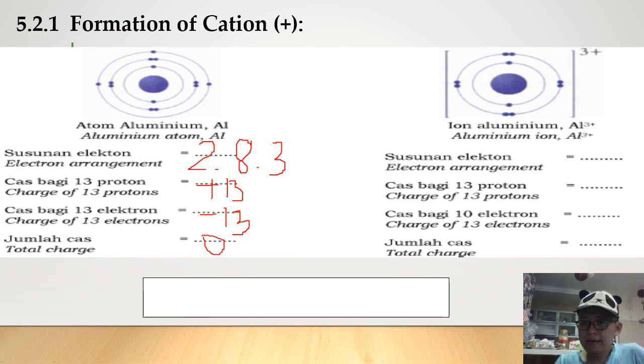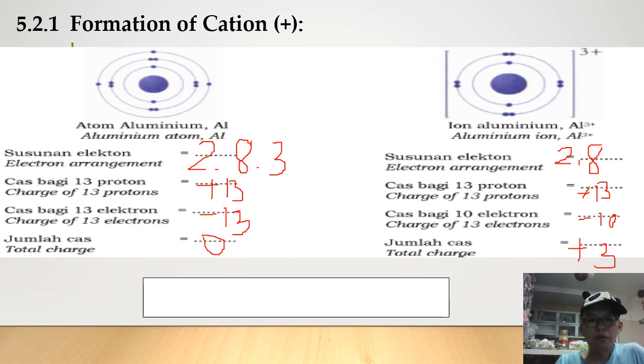How about the aluminum ion? Aluminum ions, because of 3 plus, that means the 3 electron already been donated. So the electron arrangement will be only 2.8. The charge for the 13 protons still maintain 13 positive charge, but the negative charge will become 10 only. So the total charge will be positive 3. That's how the positive 3 come.